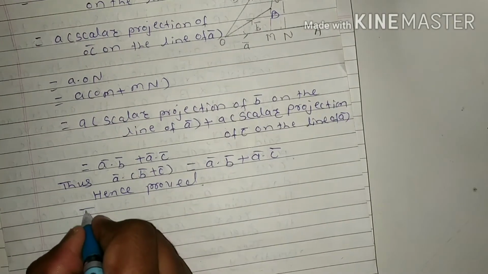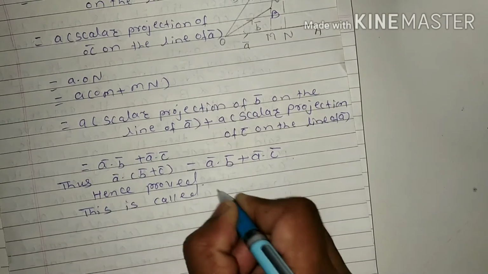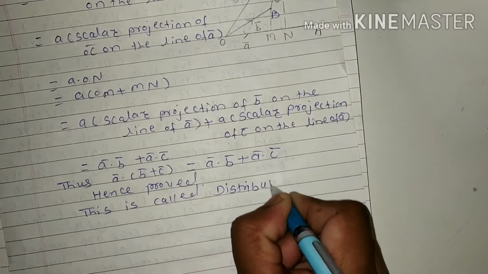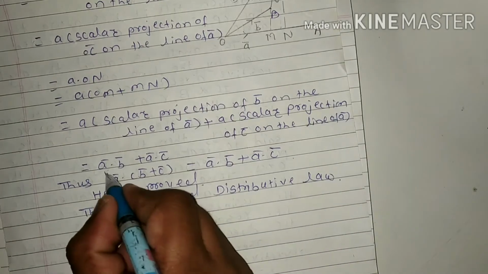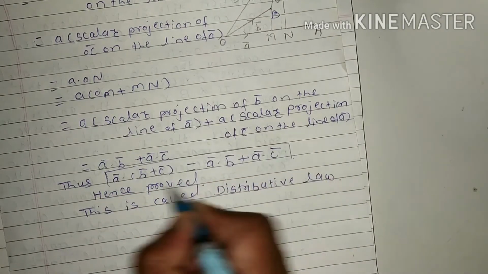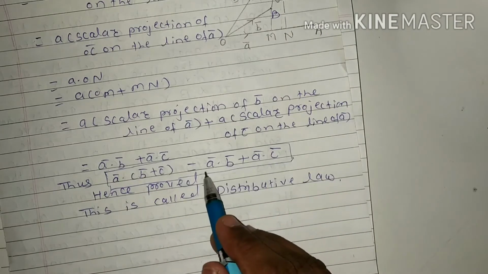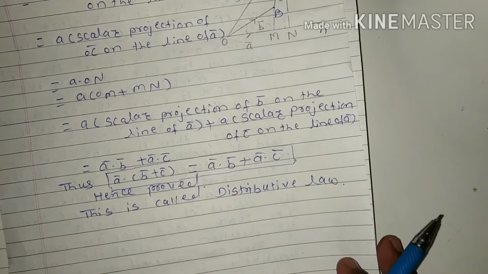And this is called the distributive law. a bar dot (b bar plus c bar) is equal to a bar dot b bar plus a bar dot c bar is called the distributive law.